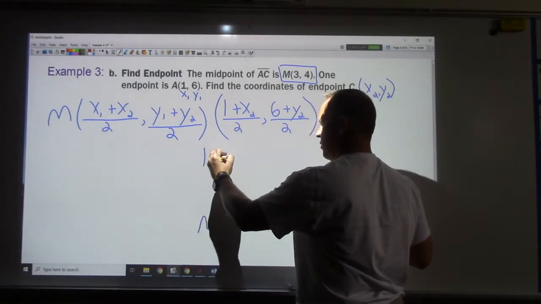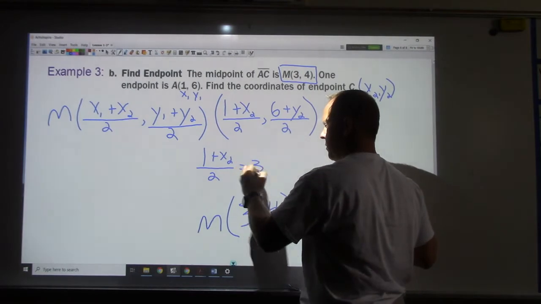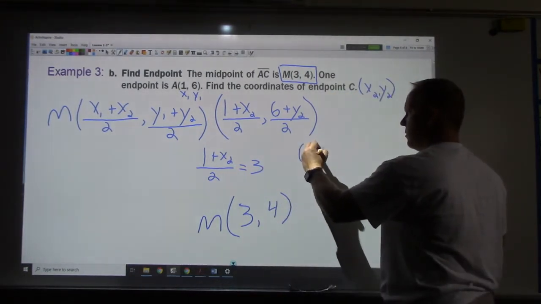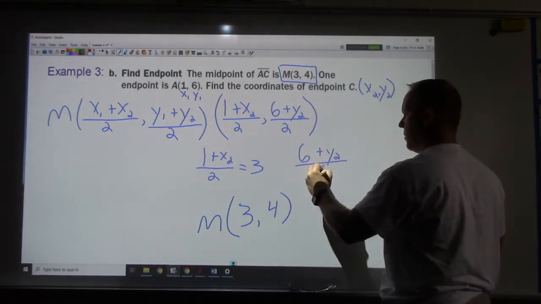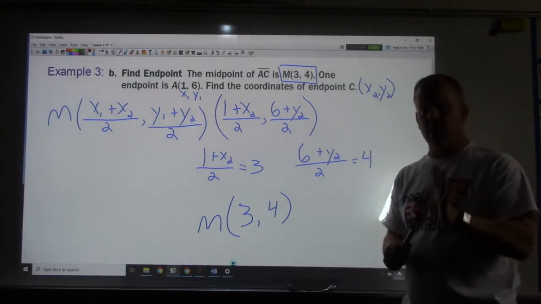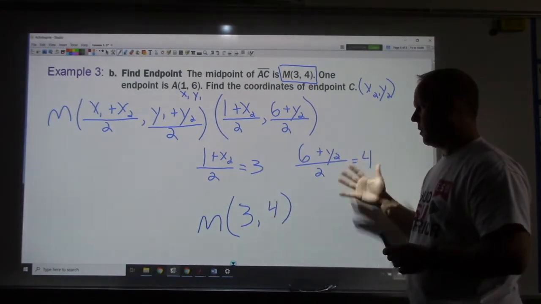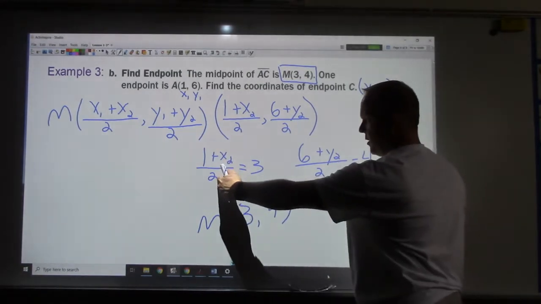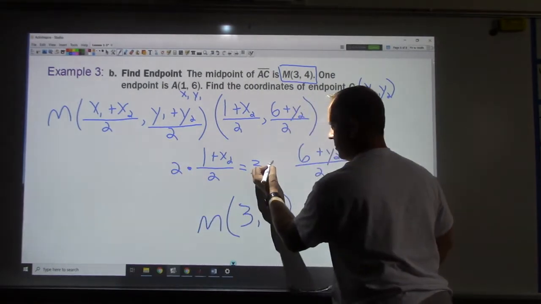1 plus x2 divided by 2 should give me a 3. 6 plus some y value divided by 2 should give me a 4. Now I just have two separate algebra problems, one to find the x, one to find the y. So, in order to solve this, the first thing you want to do is get rid of this divided by 2. The opposite of division, divide, or multiply.